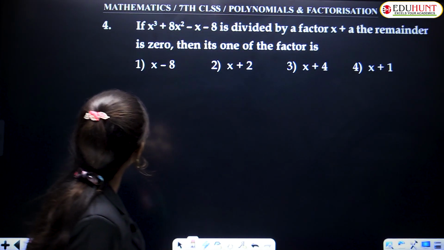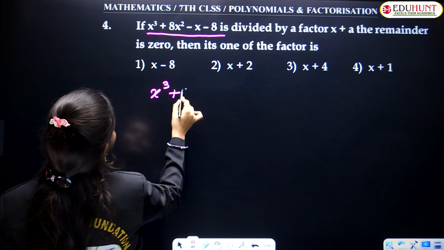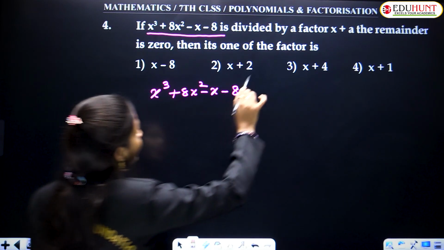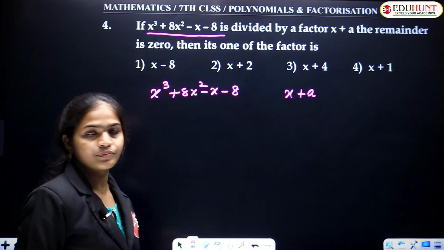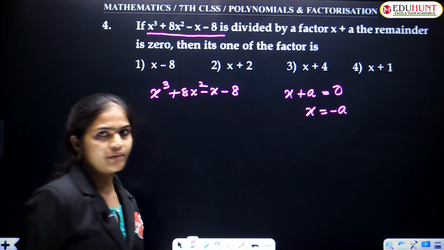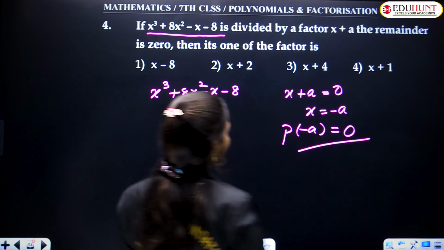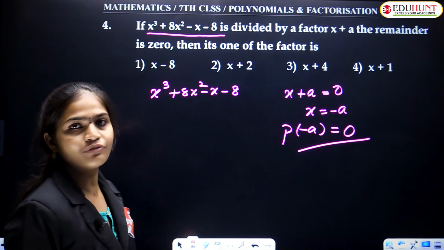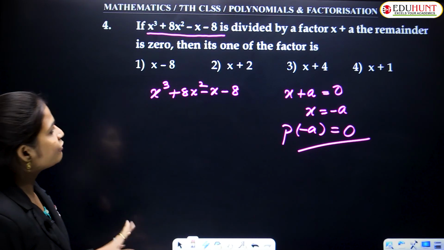So, children, let us see the next, fourth question. If x cube plus 8x square minus x minus 8 is divided by a factor x plus a, then the remainder is 0. So, x plus a is equal to 0, then x is equal to minus a. We know that, and they have given that the remainder p of minus a is equal to 0. They only gave that in the question. So, by using that, we need to find out another factor. So, x plus a, the remainder is 0, then it is one of the factors.